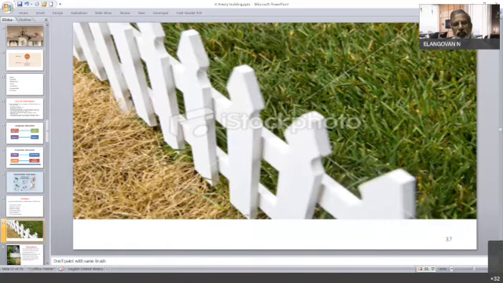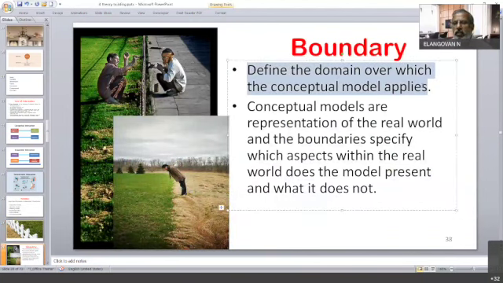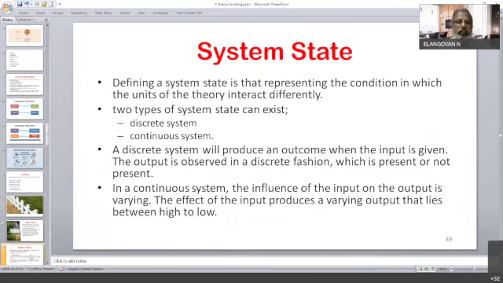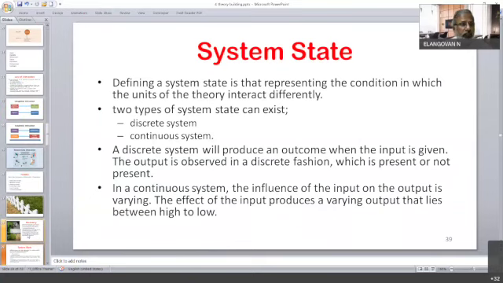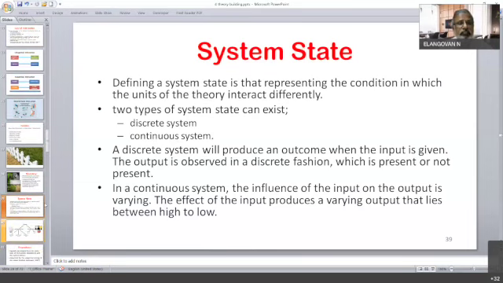Then coming to the boundary, as I have explained already, what is a boundary? Boundary defines the domain over which the model or theory applies. So don't read this, this is from another slide. Boundary is the area within which the theory applies. Now coming to the propositions, before propositions, we need to understand how a theory helps us in predicting something.